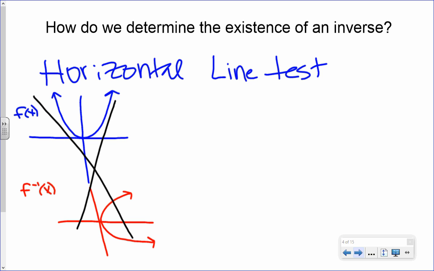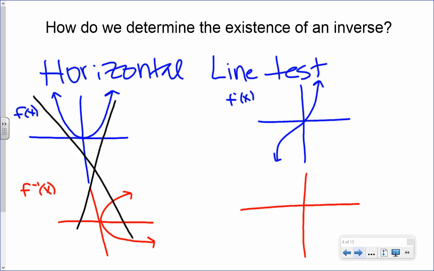However, if we had the function y equals x cubed, does that pass the horizontal line test? If we were to graph the inverse, reflect that graph about y equals x, we would get that, which is a function. So a graph must pass the vertical line and the horizontal line test in order for the function to have an inverse.